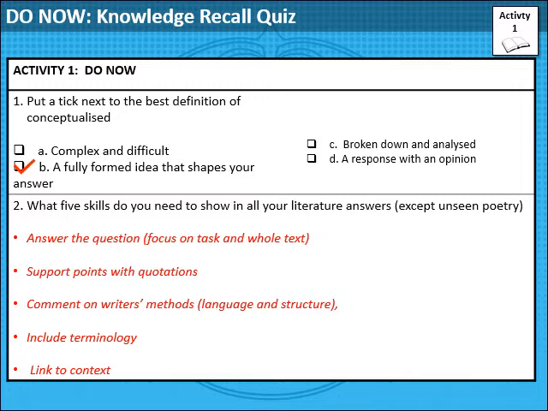The 5 skills that you need to demonstrate in all of your literature answers, except unseen poetry, where you don't have to include context, because of course you've never seen the poem before, so that would be very difficult, are, first of all, answering the question and focusing carefully on the task and also the whole text. So not just the bit that's printed in front of you, but the rest of the text too. Supporting your points with quotations, again, not just from the extract, but other quotations that you know from your study. Commenting on the writer's methods, that's language, structure and form, including terminology and linking your points to context.